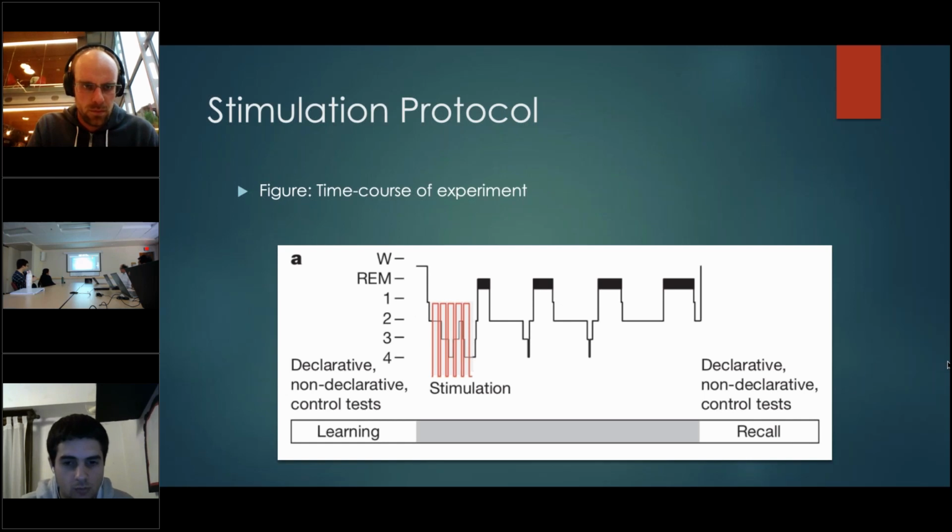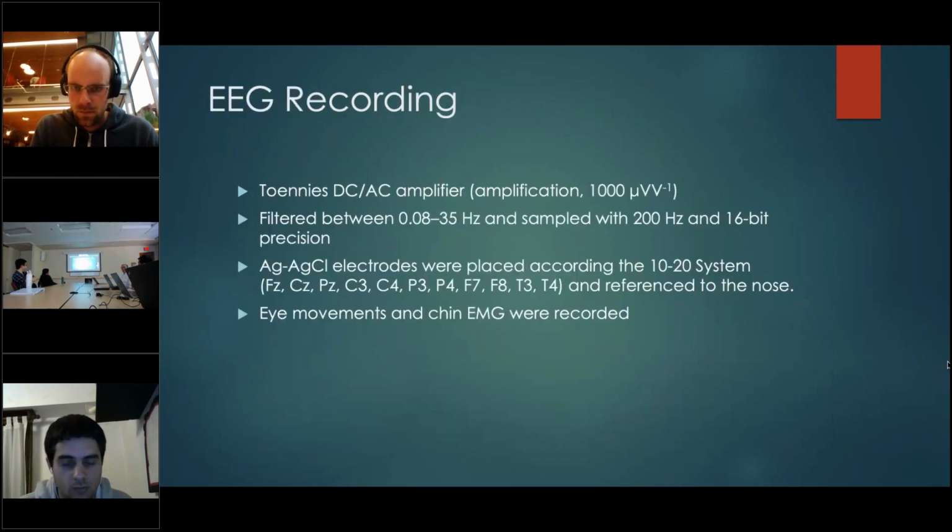Right. This is just some technical information about the EEG. So they used a Taiwanese DC-AC amplifier. The filter was between 0.8 and 35 hertz, and they sampled at 200 hertz. I think ours were sampling at 250. Yeah, typically. And then they used FZ, CZ, PZ, et cetera. You can read all the numbers there, and they reference to the nose. I haven't heard of that before, but yeah, it's one of the references that people use.